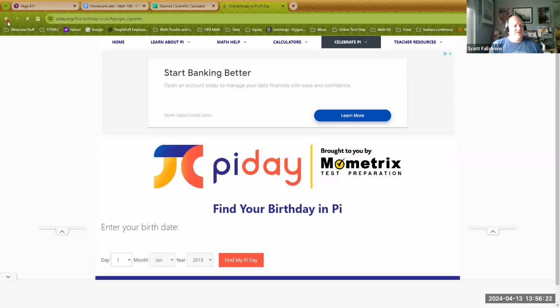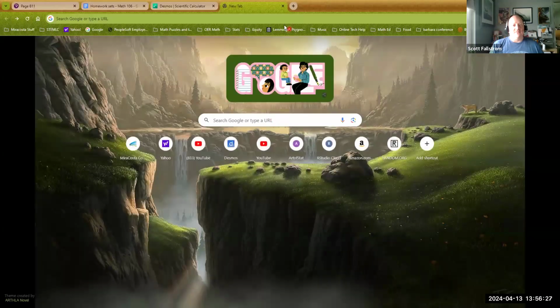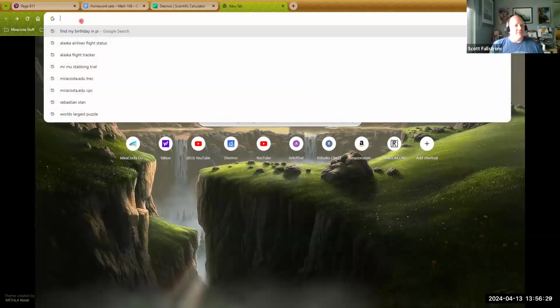Why do I feel like it's loading ads? I feel like that's what it's doing. There it is. That's why, because it was loading ads. Okay.